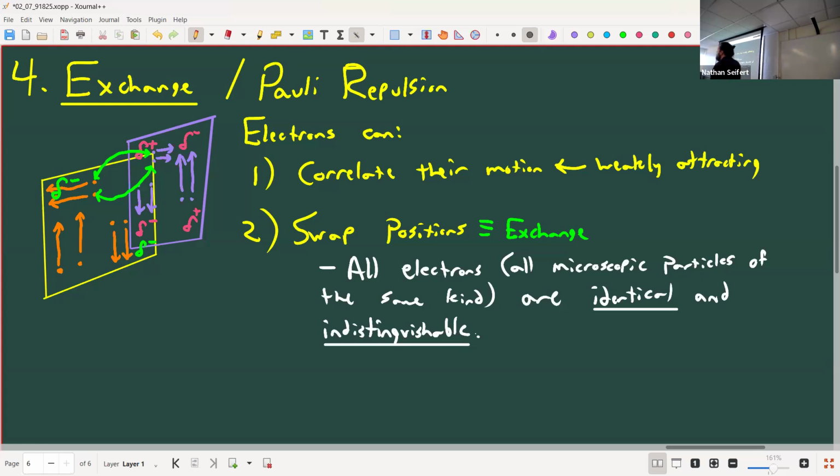So what that means is that I'm free to make exchanges between them. There's a probability to make exchanges, and there's no preference for one electron to be on one end or the other.